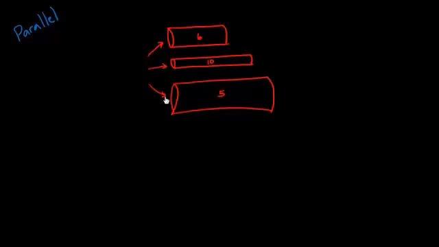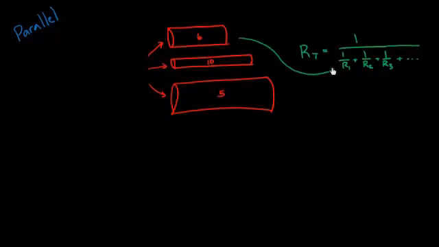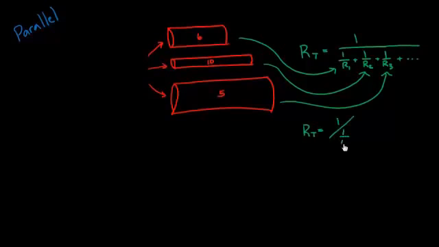So how do I figure out now what the total resistance is? Well, the total resistance this time is going to be 1 over RT equals 1 over R1 plus 1 over R2 plus 1 over R3, and you can go on, just as before. But in this case, we only have 3, so let's just put that there, and that there. And I can figure this out pretty easily. So I can say 1 over 6 plus 1 over 10 plus a fifth.